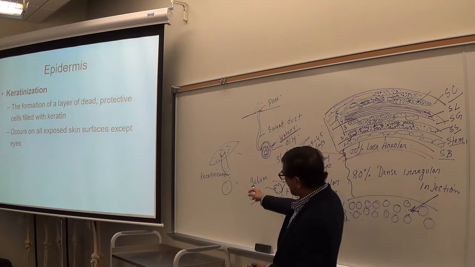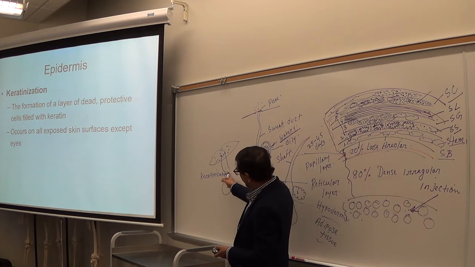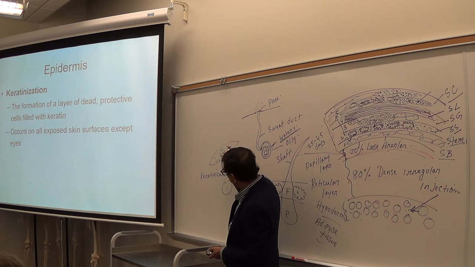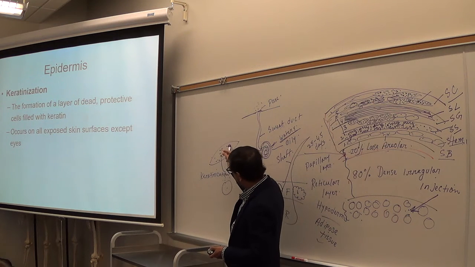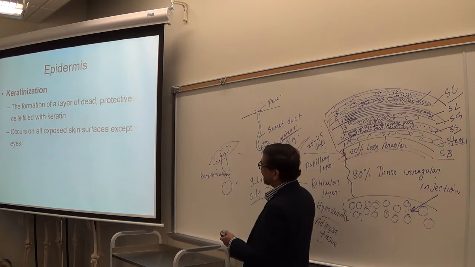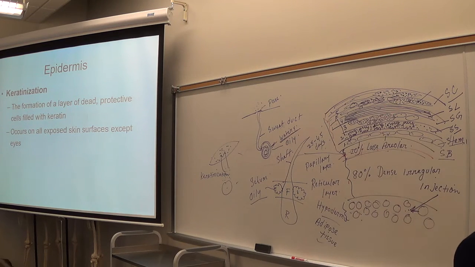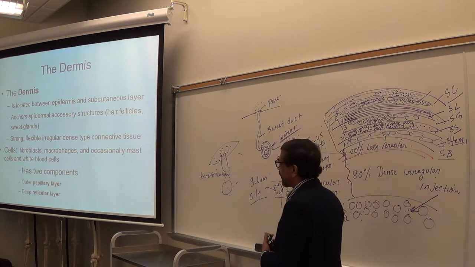Keratinization, I have already explained to you. Keratinocytes secrete keratin, and that keratin enters into dead squamous cells, flat cells, and forms keratinized cells. And that process is called keratinization. Okay? How the dead squamous cells get filled with keratin, that is a special type of protein.